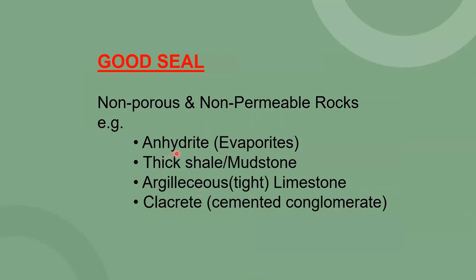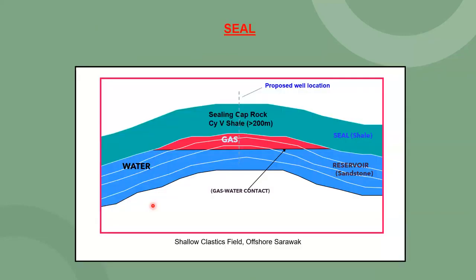So it can be anhydrite, evaporite, like we have this salt. Then we have a thick shale or mudstone, argillaceous tight limestone, the cemented conglomerate. So that can be a good seal rock. So over here you can see this one, you have the reservoir, you have the seal. In this case, we have a shale.